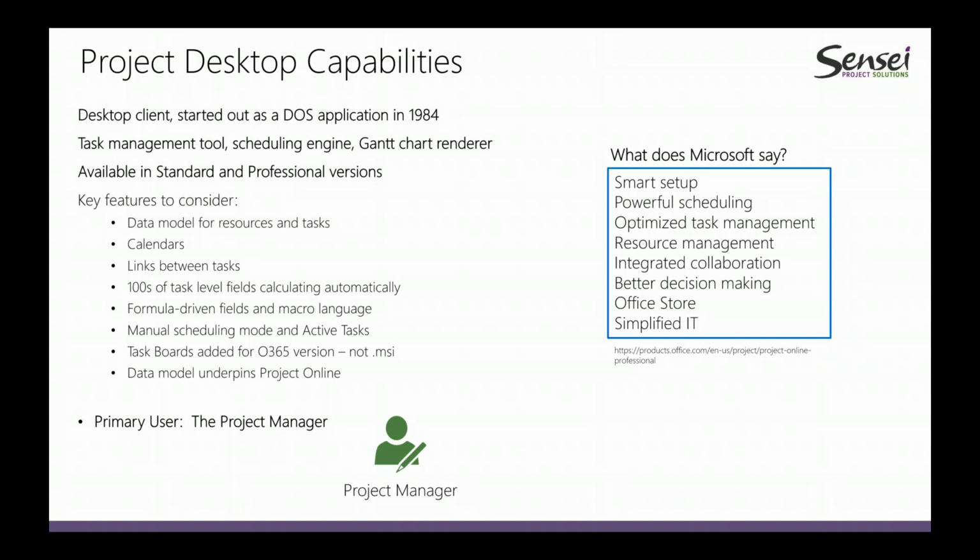But Project Desktop is a standalone tool. It's available in standard and professional versions. We'll talk about some of the pieces of those versions in a little bit. But it has a data model that's focused on resources and tasks. It provides calendar exceptions, links between tasks. It's got hundreds of different task level fields that are all calculating to give you your slack calculations, calculate what is your true finish date and why.